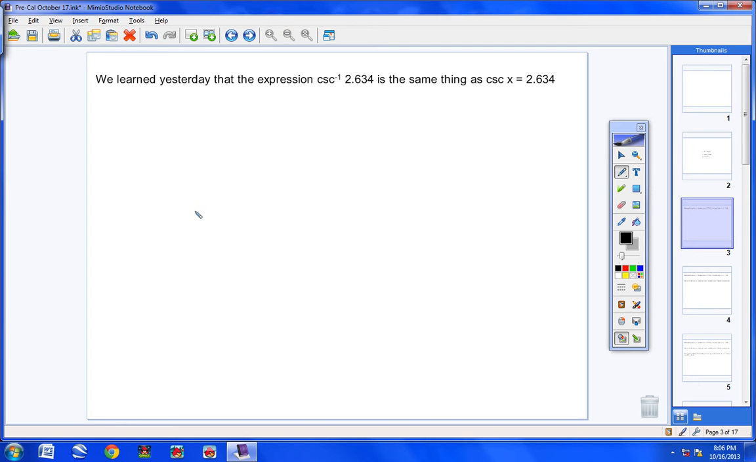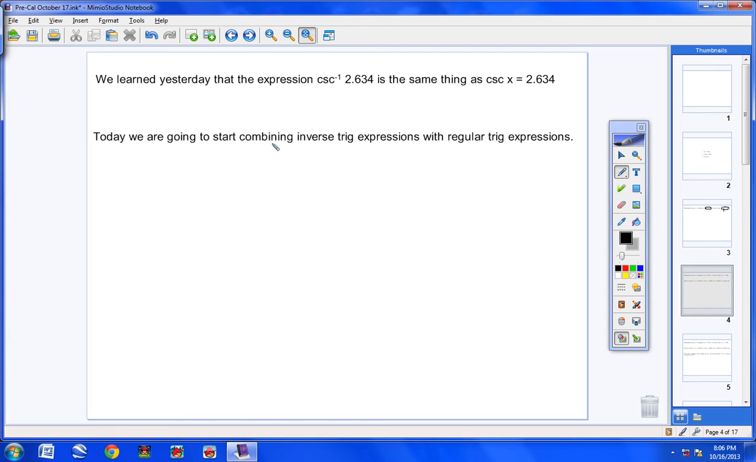We learned yesterday that the expression inverse cosecant of 2.634 is the same thing as cosecant of an angle equals 2.634. In other words, whenever you see an expression written like this, it just means you're looking for an angle. That's it. You're looking for an angle. So when you solve this right here, you're really solving this, so you're solving for an angle, and we learned that yesterday.